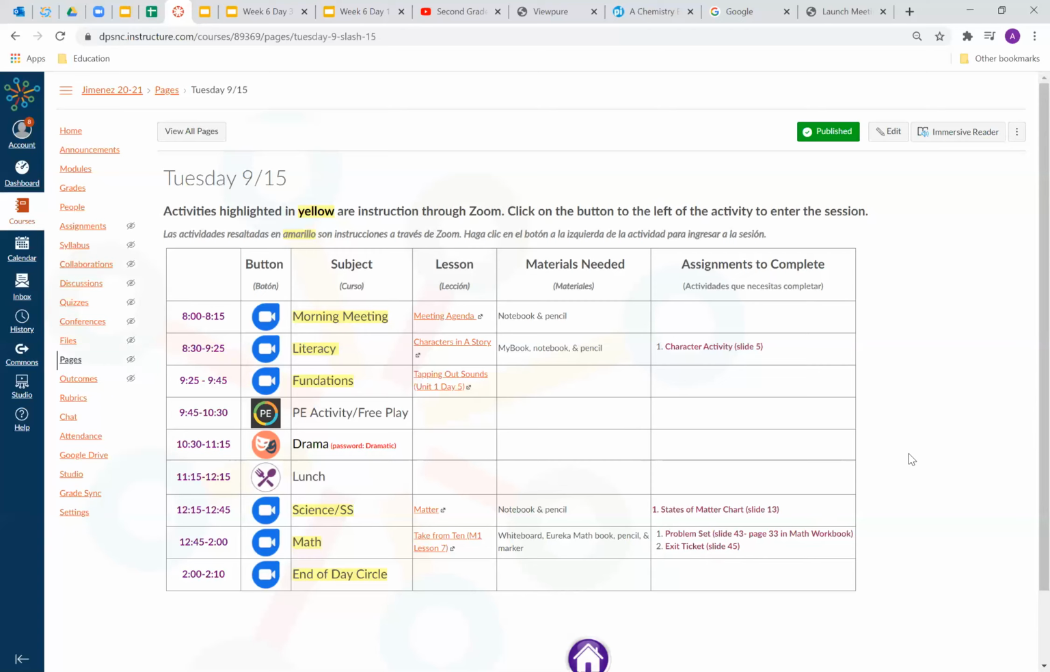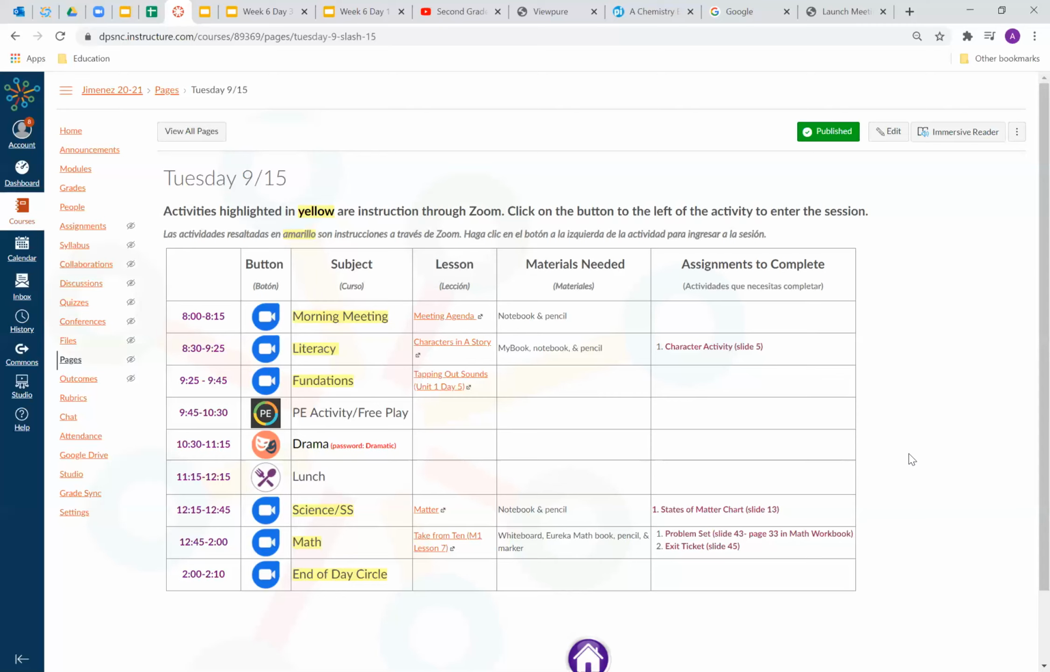Now, as far as sending student work in ClassTag, students will be completing many assignments throughout the day on Mondays, Tuesdays, and Thursdays. Not every assignment is going to be turned in. Just like in regular school when we are together, they do not turn in every single assignment that they do. Some of it may stay in their folder, some of it may stay in their math workbook, but there are certain assignments that I do want your student to turn in.